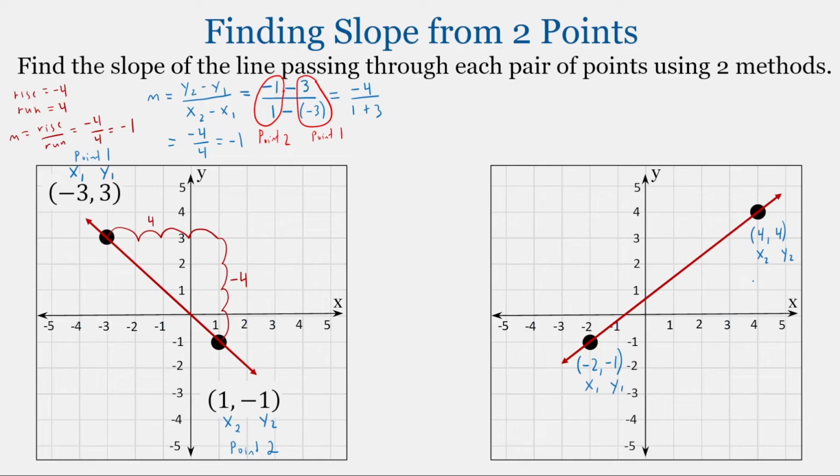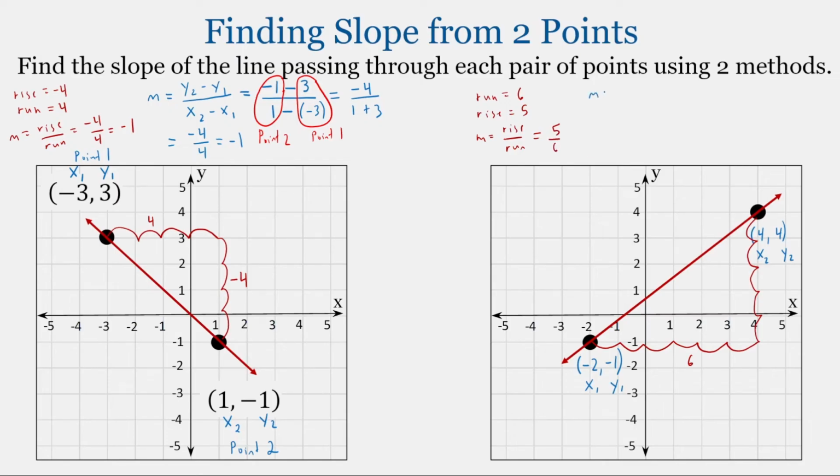So let's first calculate the slope using the graph. So we have 1, 2, 3, 4, 5, 6. We have a run value equal to 6, and then a rise value of 1, 2, 3, 4, 5. Rise equal to 5. Slope is equal to rise over run. So our slope is equal to 5/6.